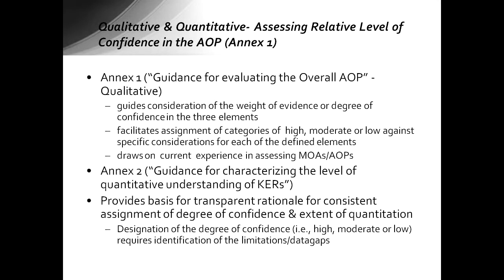So in terms of the qualitative and quantitative assessing the relative level of confidence in the AOP, there are two annexes that are fairly important in the guidance. Annex 1 guides consideration of the weight of evidence of the degree of confidence in the three elements, and it facilitates assignment of categories of high, moderate, or low against the specific considerations for each of the defined elements. And again, it draws on our current experience. And Annex 2 is the guidance for characterizing the level of quantitative understanding of KERs.